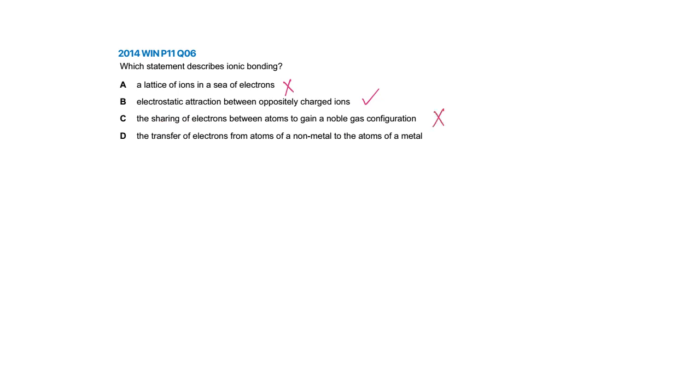Gone, bye-bye. The transfer of electrons from atoms of non-metals to atoms of metals. Wait, that's exactly what ionic bonding is. But there's a twist: non-metal to metal. Metals give electrons and non-metals receive electrons in ionic bonds, because metals get a positive charge and non-metals get a negative charge. It's the other way around, so the statement is wrong. So the correct answer is B.